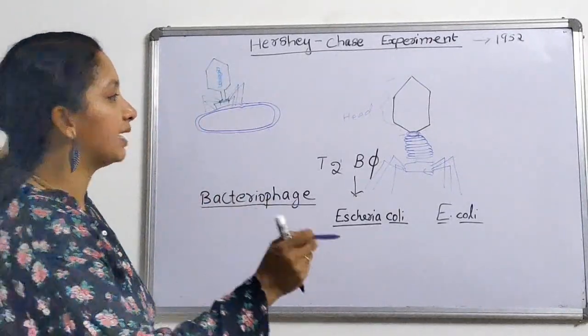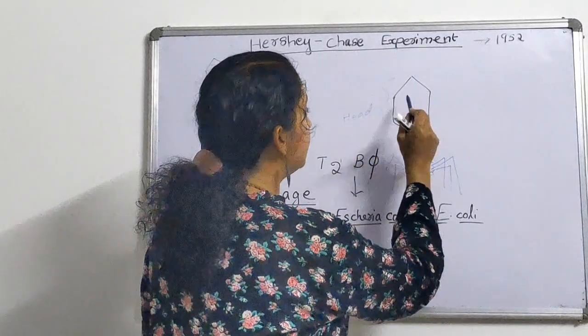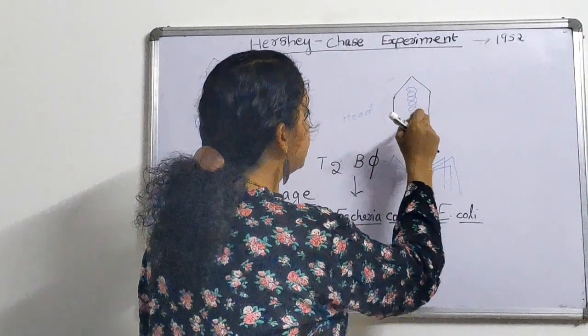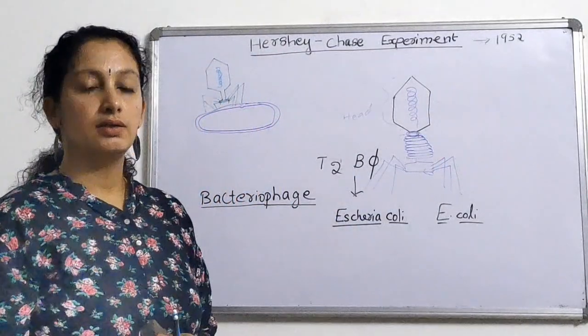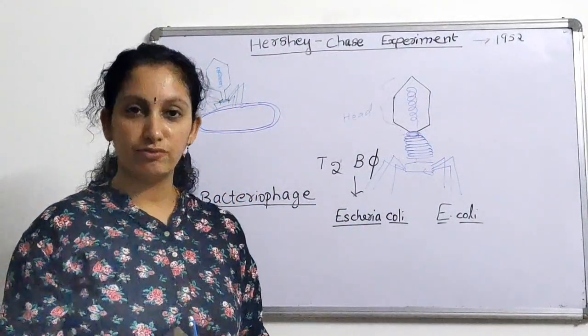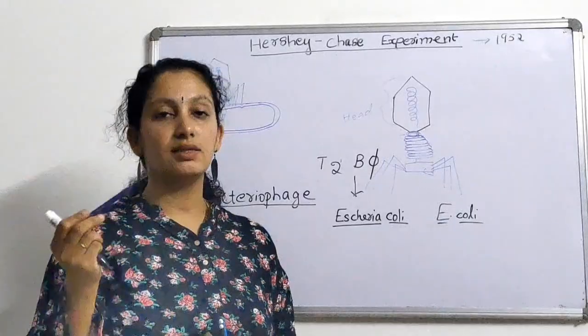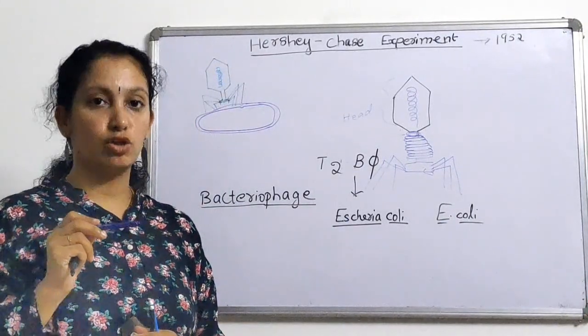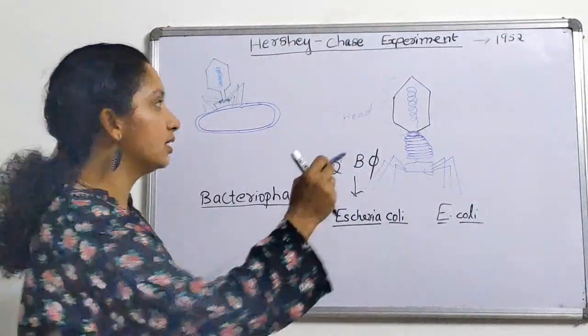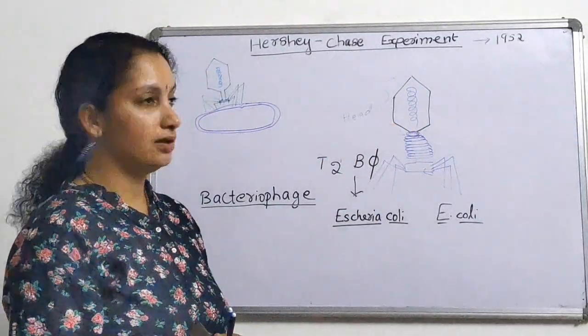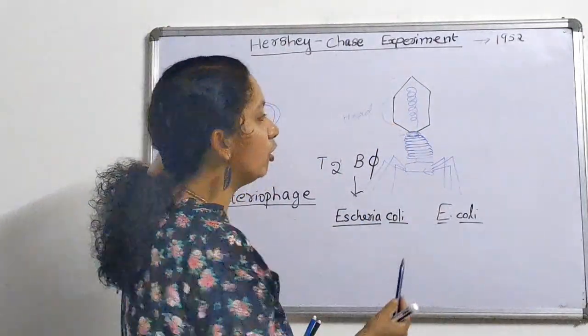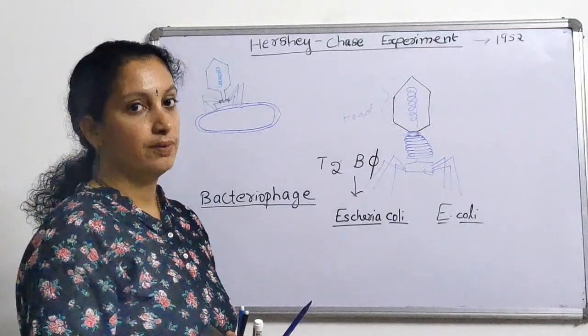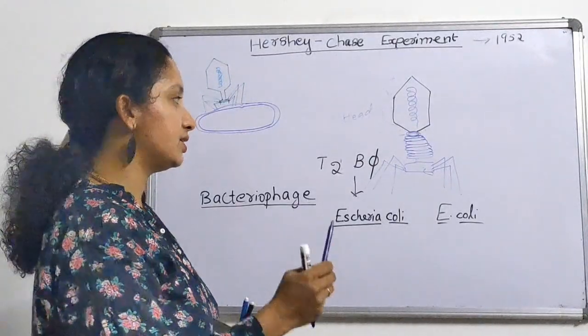Okay, so this is the structure of bacteriophage, and here this head part contains the genetic material, DNA in the case of most of the viruses, but RNA in the case of tobacco mosaic virus and retroviruses. For those viruses, RNA is the genetic material. So this is the structure of the bacteriophage, the virus which infects the bacterium.